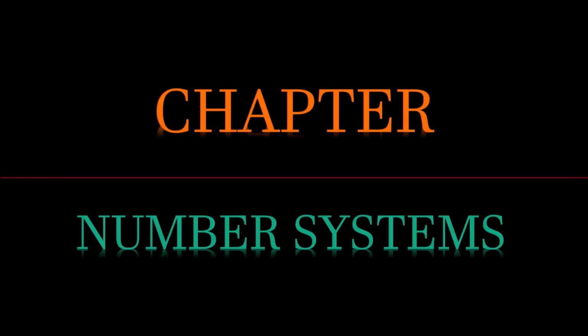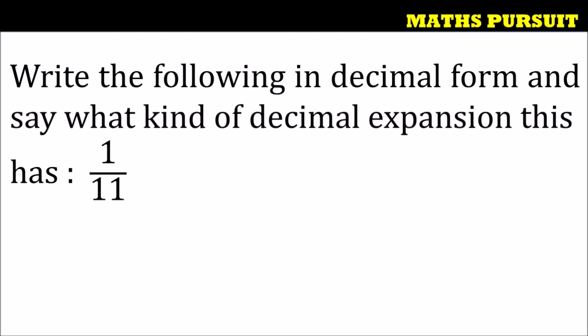Today we will look into the questions from the chapter called Number Systems. The given question is, write the following in decimal form and say what kind of decimal expansion this has. And the given number is 1 upon 11. So let us see what type of decimal expansion this has.